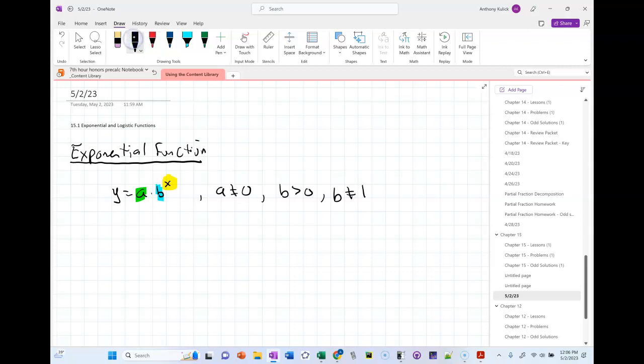Worth mentioning, there's a key feature for all exponential functions of this type, that they have a horizontal asymptote at y equals 0. You can imagine as x gets infinitely small, so like negative infinity, you have like 1/b to the infinity, which is like 1 over a trillion, which is basically heading towards 0, right?